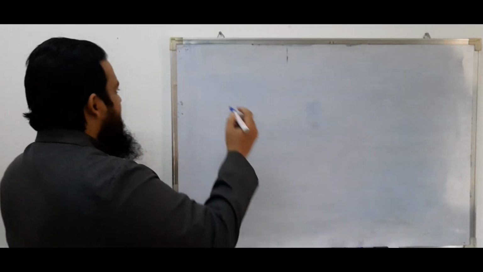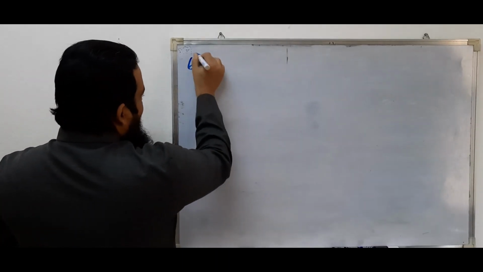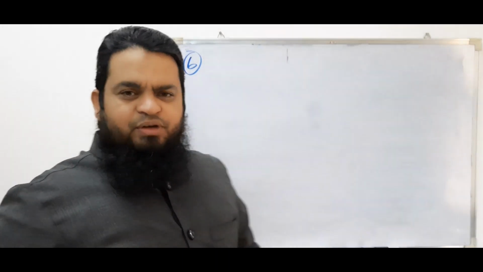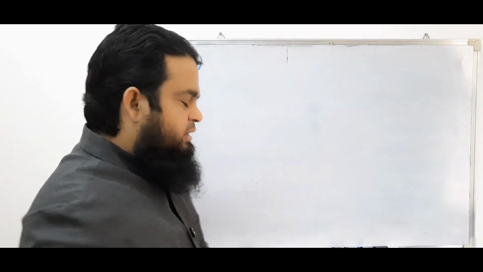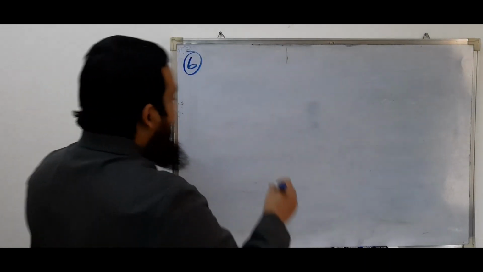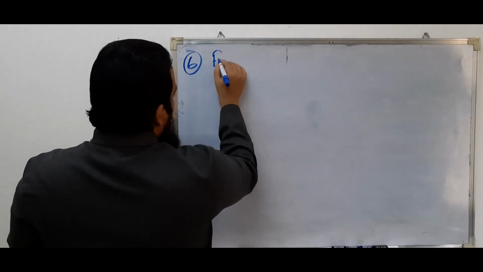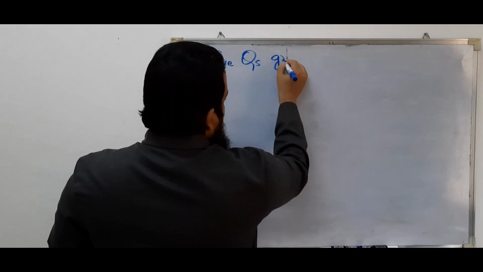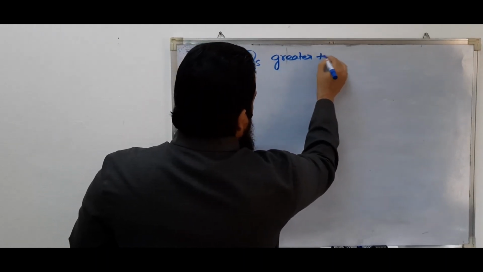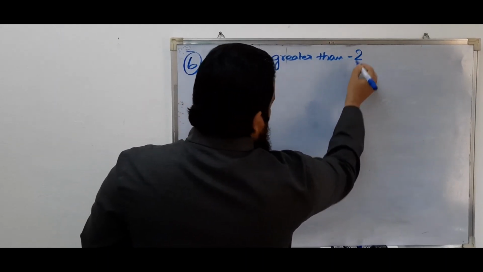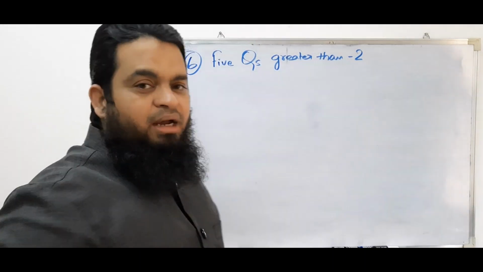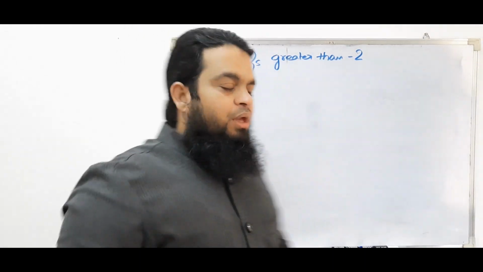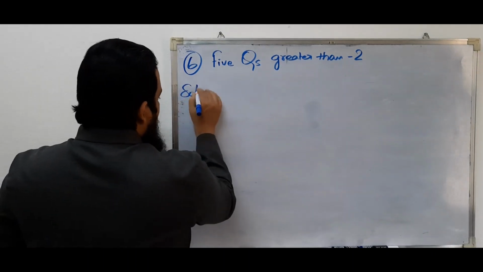Write 5 rational numbers greater than -2. See, it's the same concept. You have to apply the concept which we have already seen. He is asking for 5 rational numbers. You have to find 5 rational numbers greater than -2. So first change -2 into p by q form.